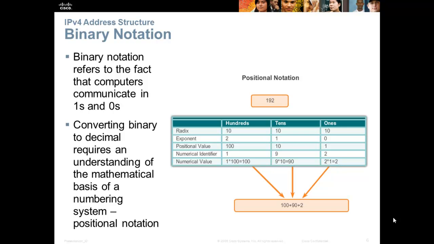The binary number system has 2 digits, a 1 or a 0. Binary refers to the fact that computers communicate in ones and zeros, electrical pulses. Either it's on or it's off.